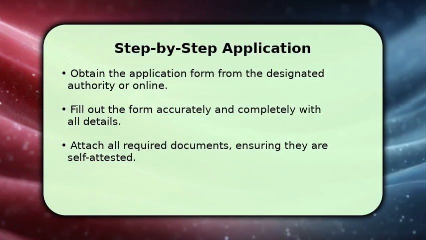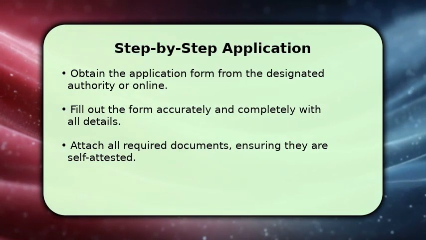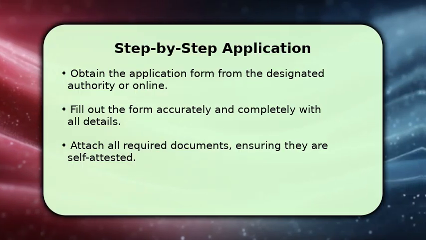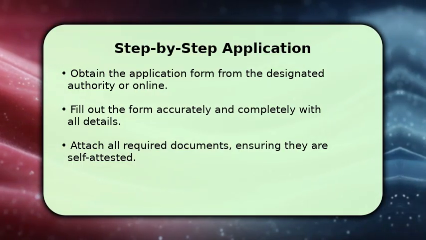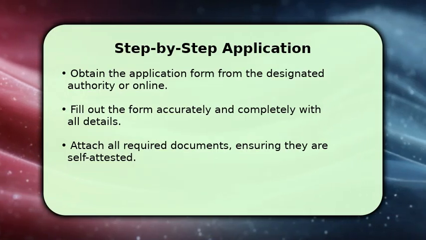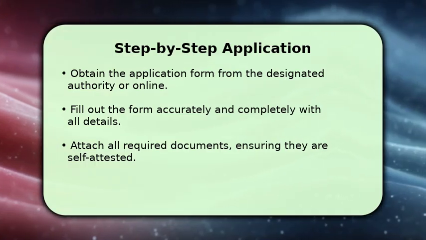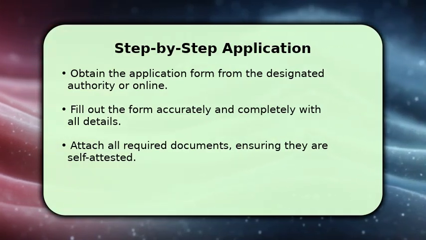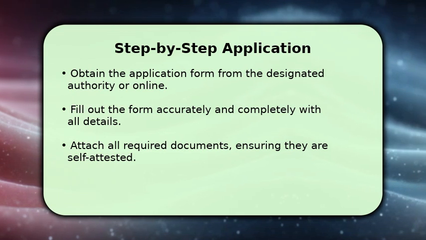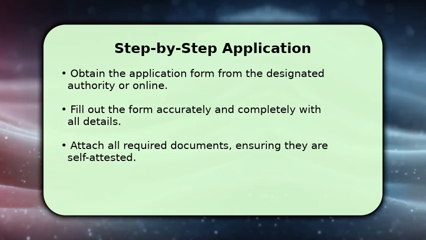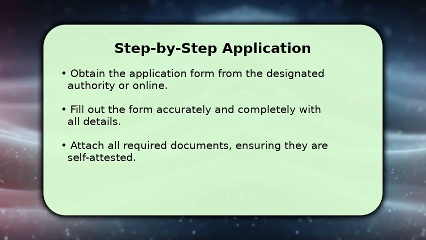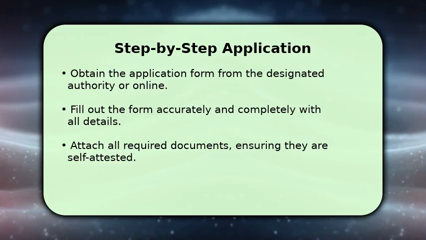The application process involves obtaining the form, either online or from the local office. Fill it out carefully, attaching all your self-attested documents. Submit the complete package to the subdivisional magistrate or Tehsildar. Remember to collect an acknowledgement receipt. This is important for tracking your application's progress and serves as proof of submission.